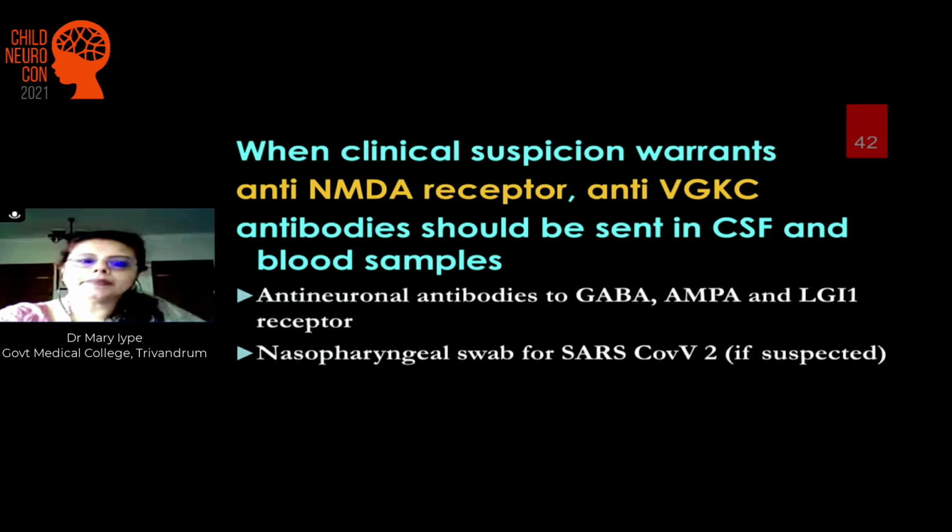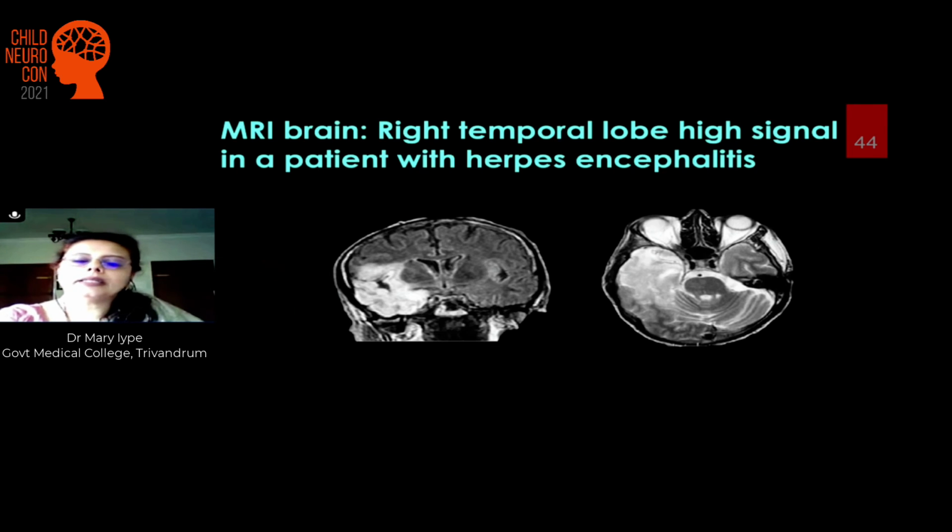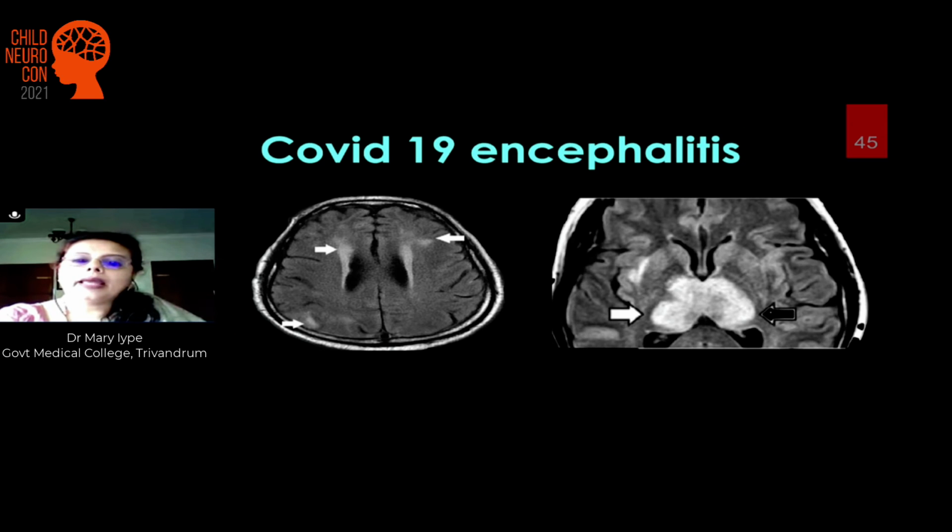The MRI is very, very useful to make a diagnosis. In herpes simplex encephalitis, these temporal lobe hyperintensities help in clinching the diagnosis. COVID-19 encephalitis, there are a variety of MRI pictures that have been reported. These are white matter hyperintensities, and this is the thalamic hyperintensity reported in another case.